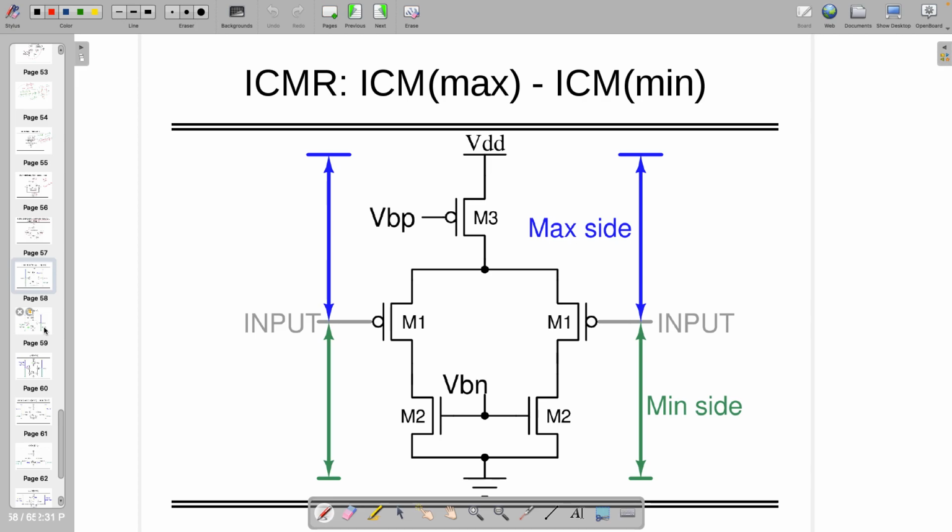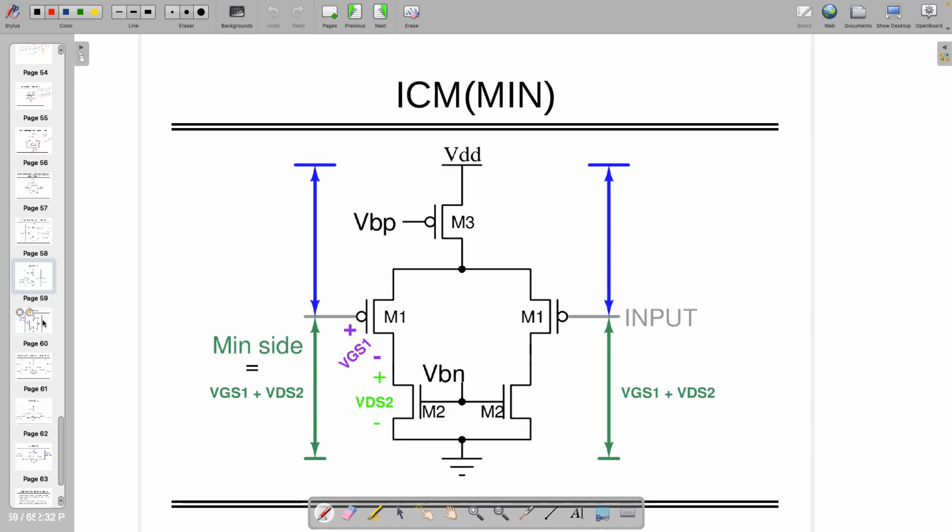Okay, so let's start with the first one, ICMR, input common mode range, which has two quantities, ICM max and ICM min. ICM is input common mode, one is the max range and one is the min range, right? So if you subtract both of them, that gives you the common mode range. ICM max and ICM min we can find out in two ways. First of all, if it is input, you need to find out where the inputs are given. We know that the inputs are given at the common mode side here. If you are going upside, it's the max value, downside, it's the min value. We need to find out these two voltages, which are those. Okay.